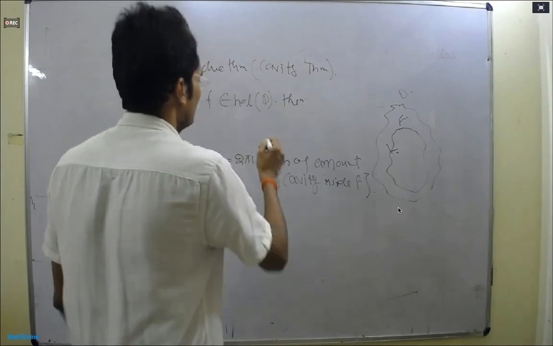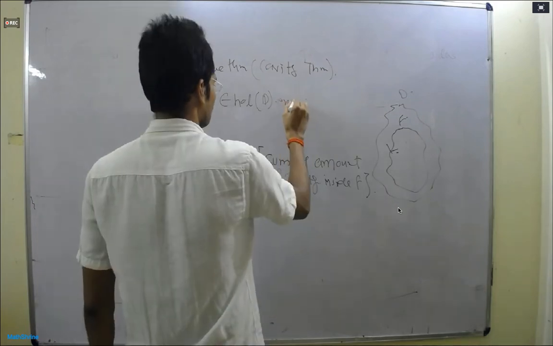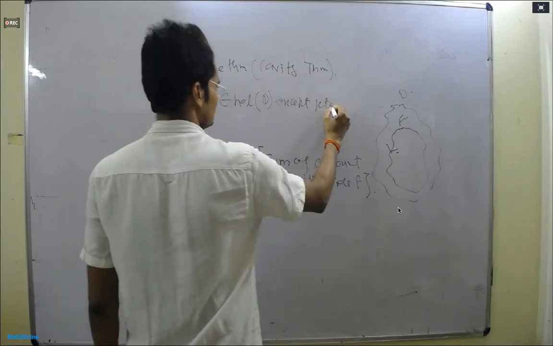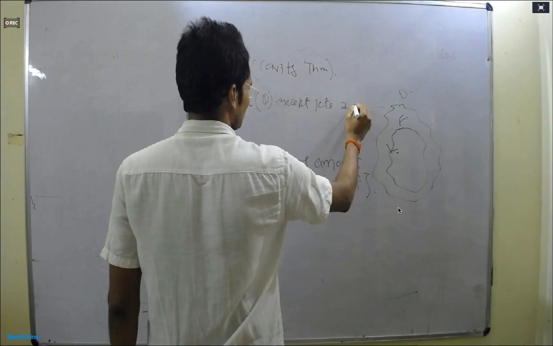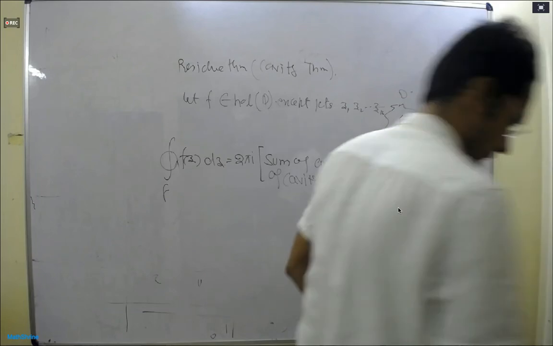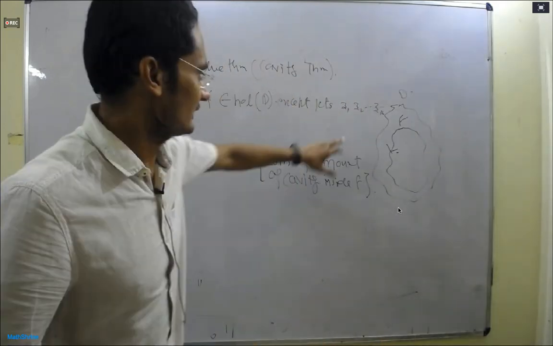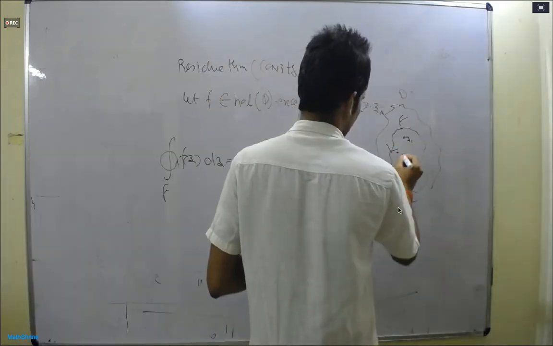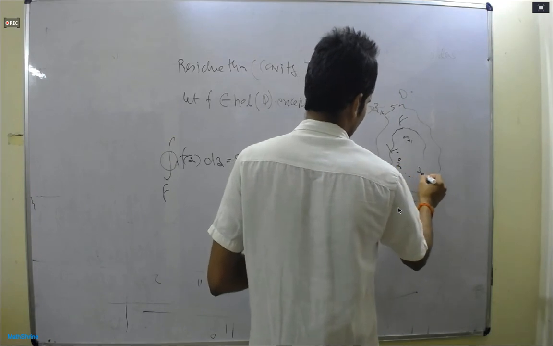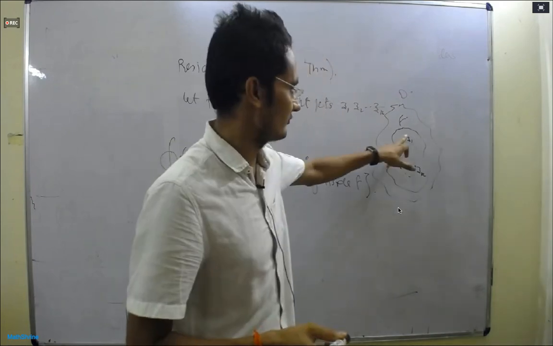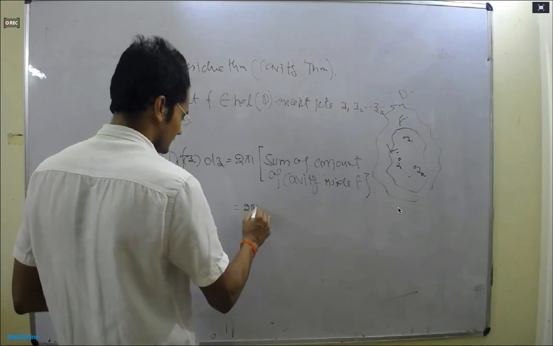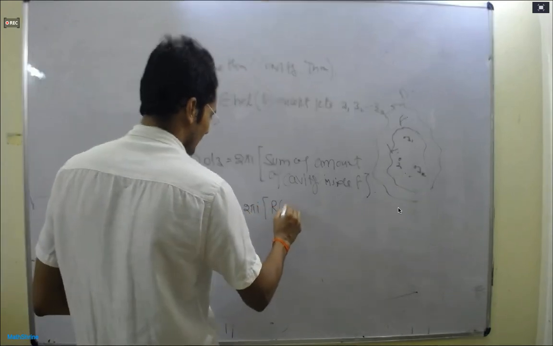at the points z1, z2 and so on zk. Our function is analytic everywhere except these points, meaning it has singularities at z1, z2 and so on zk. Then the integral will come out 2 pi i into the residue of the function at z1 plus and so on, the residue of the function at zk. That's all.